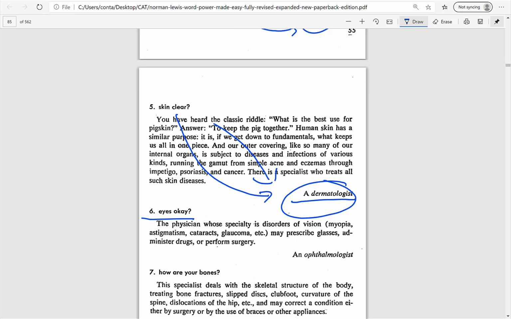The sixth specialty that we have is an ophthalmologist. Now, an ophthalmologist is a doctor of the eye. Okay, so what are the things that he does? He actually performs surgery on the eye. He prescribes vision glasses. He prescribes medicines for any disorders in the eye. That is the role of an ophthalmologist.